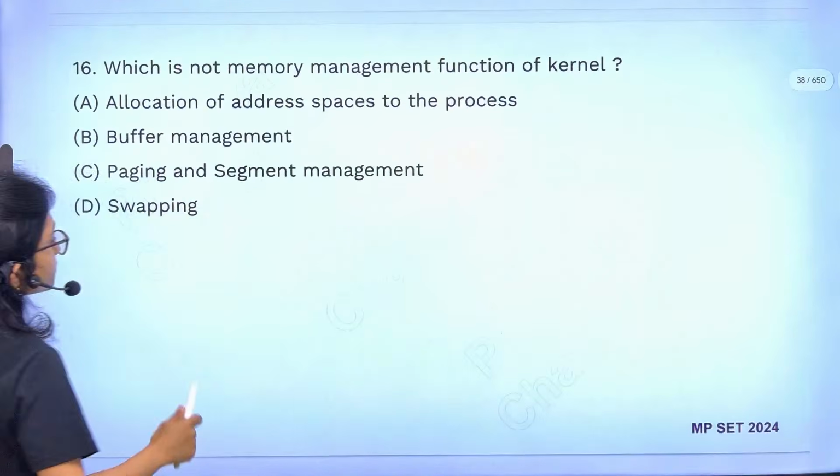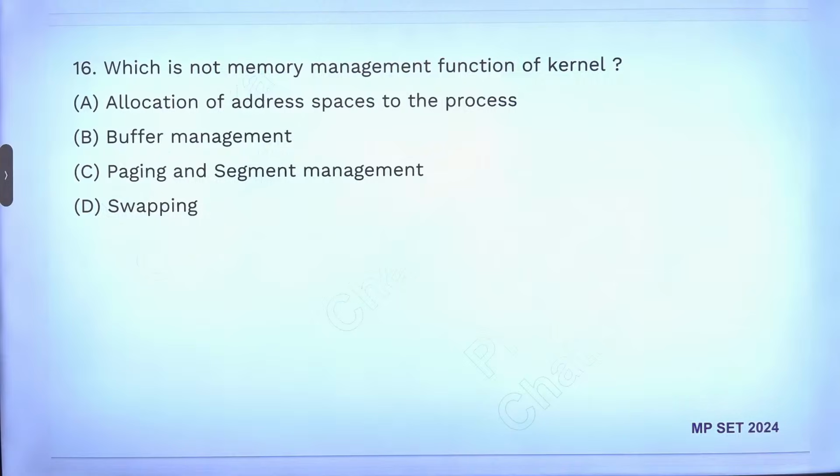Next one. Which is not a memory management function of the kernel?